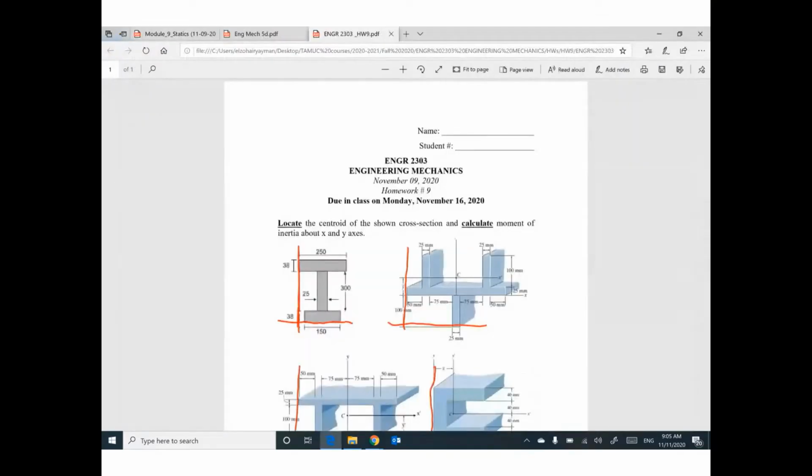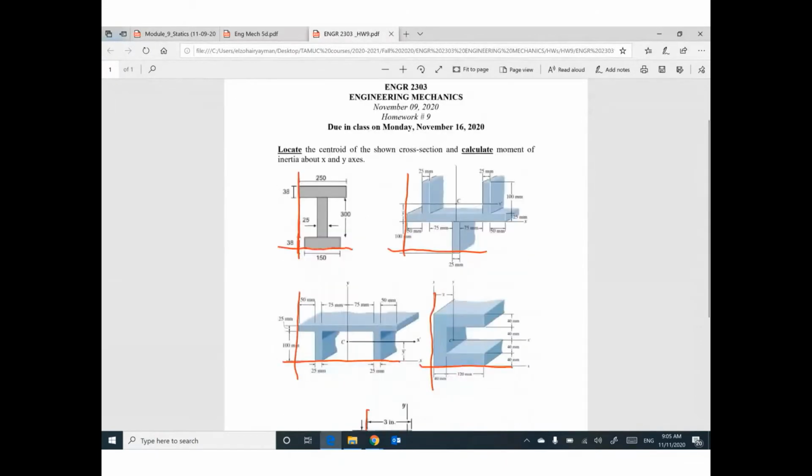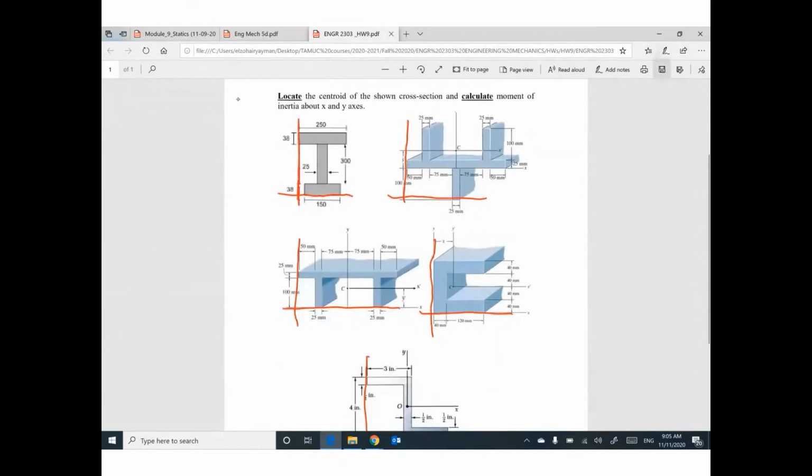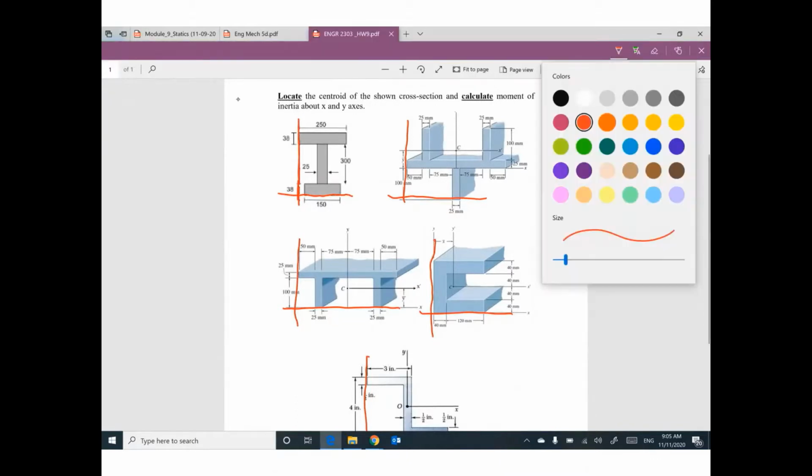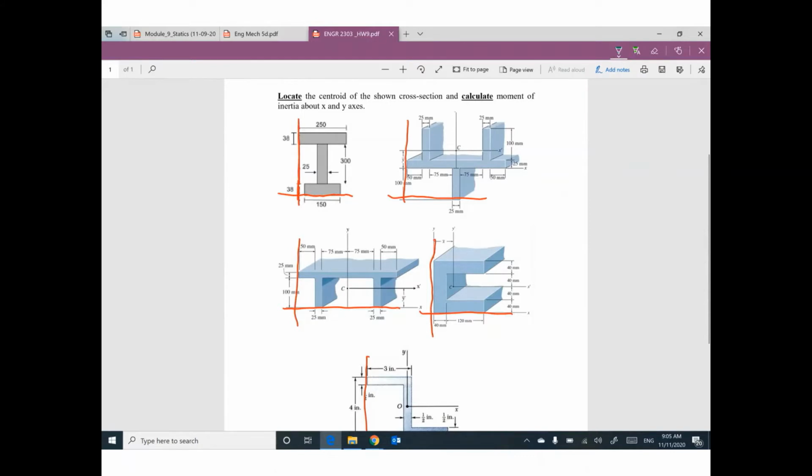And asking where can I assume the reference to locate the centroid. As you watch my screen, I prefer to assume the reference at the lower edge and the vertical reference at the farthest edge, because sometimes this length is not equal to this one. So I'm going to assume the horizontal reference at the lowest edge of the cross section and the vertical reference at the farthest left edge.